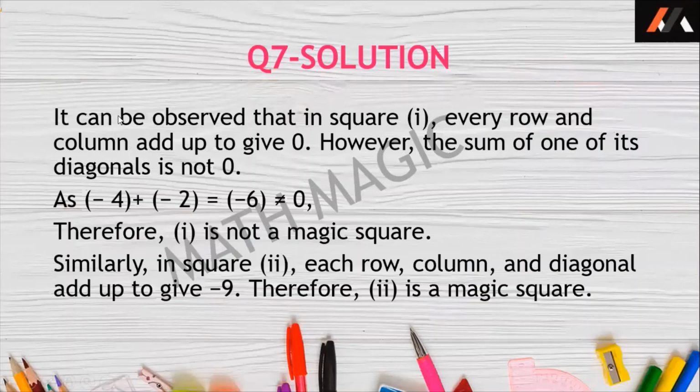It can be observed that in square 1, every row and column add up to give 0. However, the sum of one of the diagonals is not 0, as minus 4 plus minus 2 is equal to minus 6, that is not equal to 0. Square 1 is not a magic square. Similarly, in square 2, each row, column and diagonal add up to give minus 9. Therefore, it is a magic square. We'll move to the next question now.